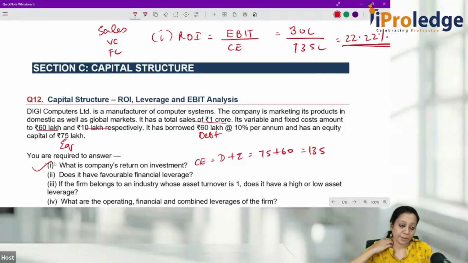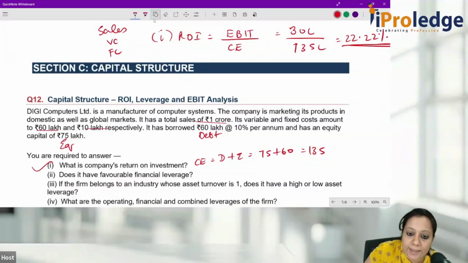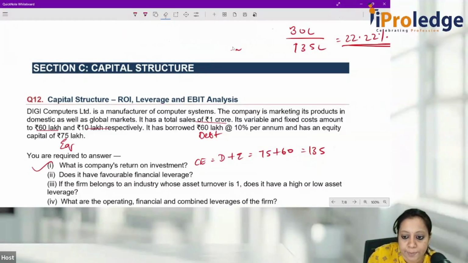Ma'am, where have they mentioned about return on investment and capital structure? We have discussed this as a casual part of theory in security analysis also. In security analysis, we know that certain ratios are also discussed. So it may be asked together. Then, does it have a favorable financial leverage? Okay. So first of all, let us find out what is the financial leverage, and then we will comment whether it is favorable or unfavorable.